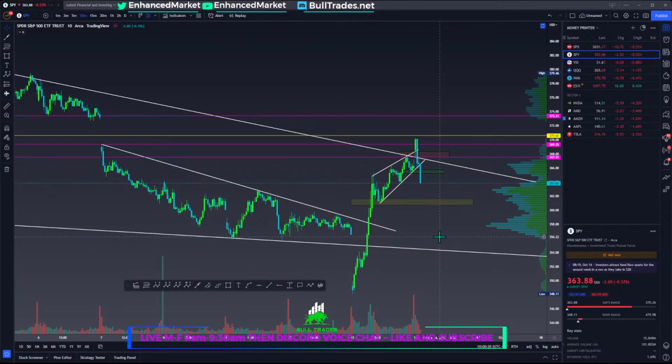Holy smokes. 24.50 just got filled. Exiting here. Let's go. That's why we follow the chart. Boom, baby. That is why we follow the chart.